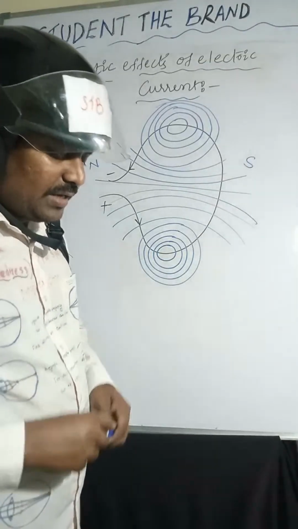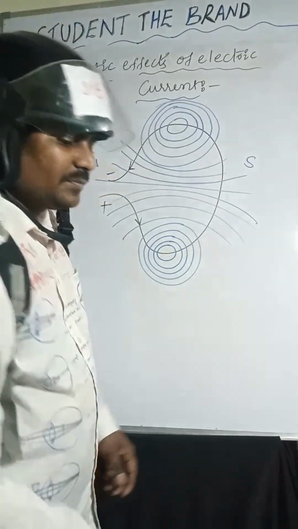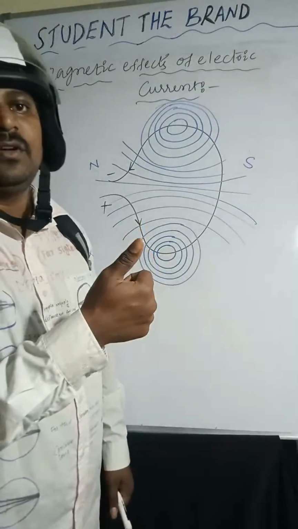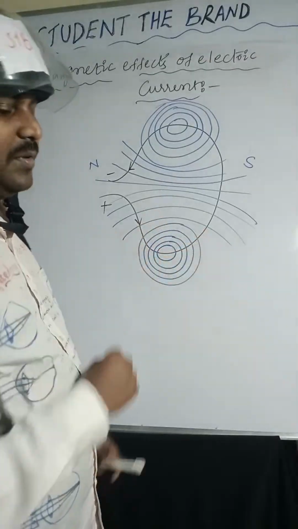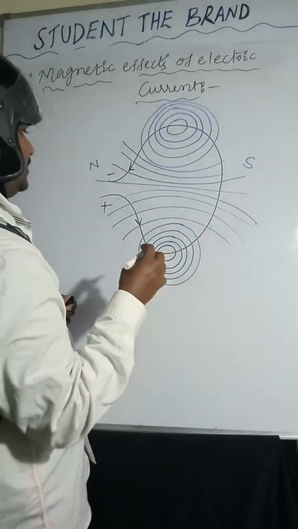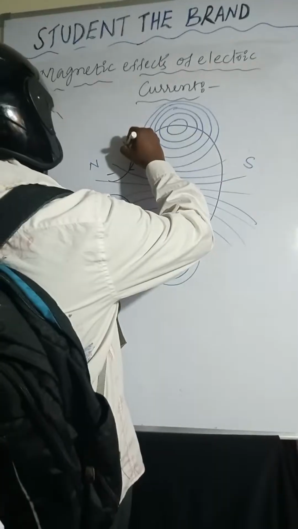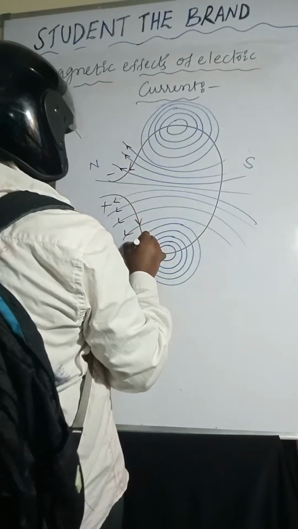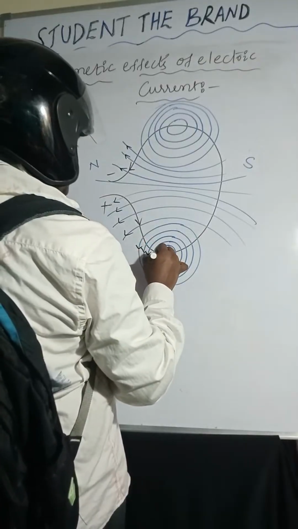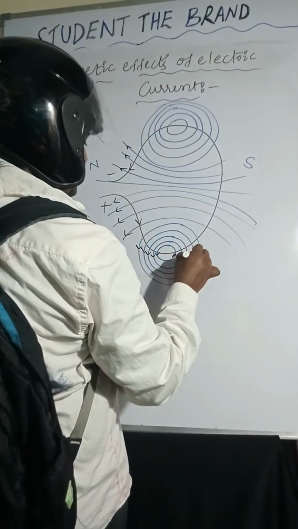Okay, so now you can observe one thing. By using the right hand thumb rule, we can identify the magnetic field direction. So the magnetic field will be outside, like this, and it will go inside. It will be inside.